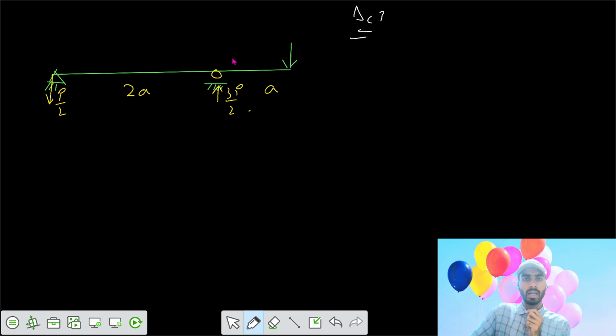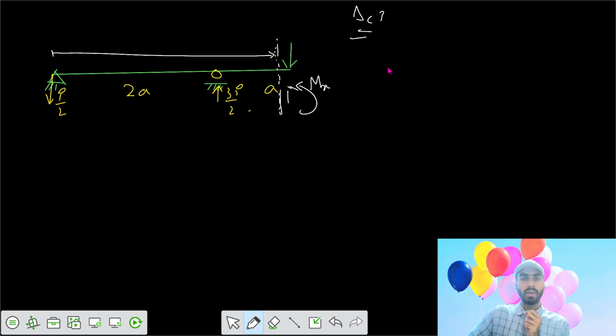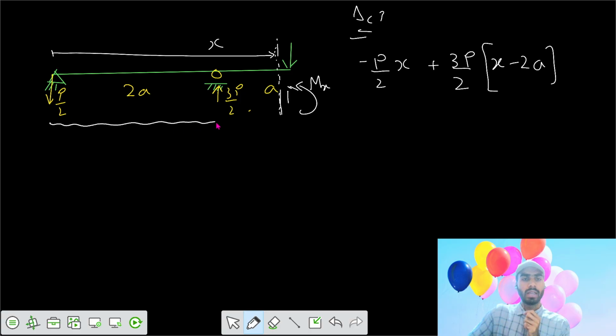If you want to write the moment equation for the entire section by double integration, we have to get the deflection at C. This is your x just before the end segment. This is your section x. Here the shear force is V and the moment is Mx. We can write P by 2 anti-clockwise into x. Then we have 3P by 2 clockwise, but it acts after x minus 2a. It's valid after 2a has been crossed, so it's valid for x minus 2a.